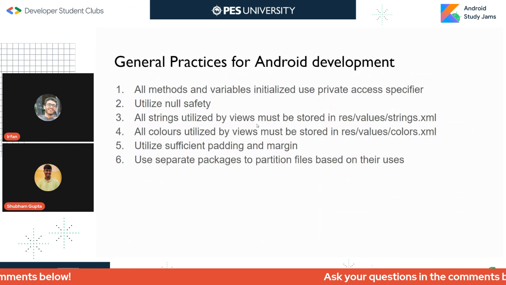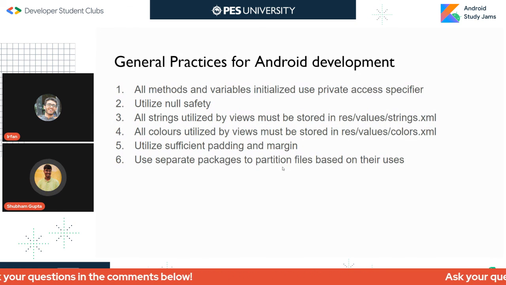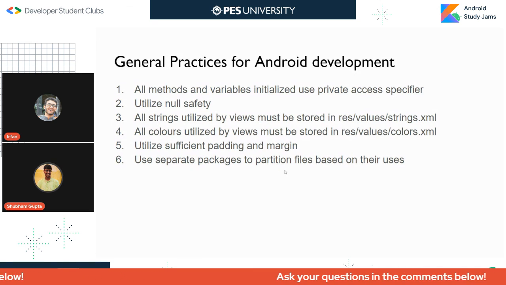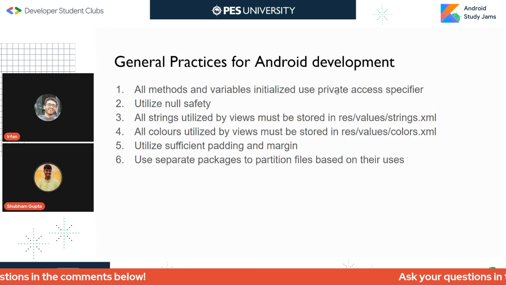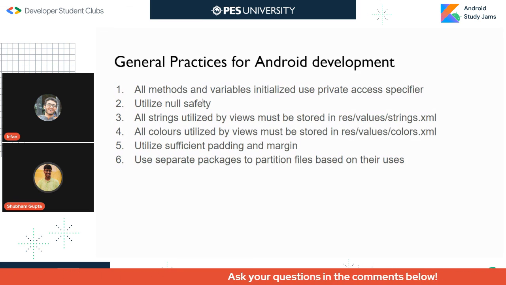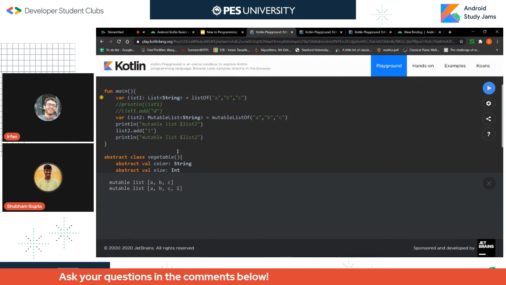And finally, general practices for Android development. These are things you should just follow. It's not necessary, but it makes your app look better, or makes debugging your app simpler. One of the first things would be to create private members and utilize null safety. In case you don't know what null safety is, let me show it to you.